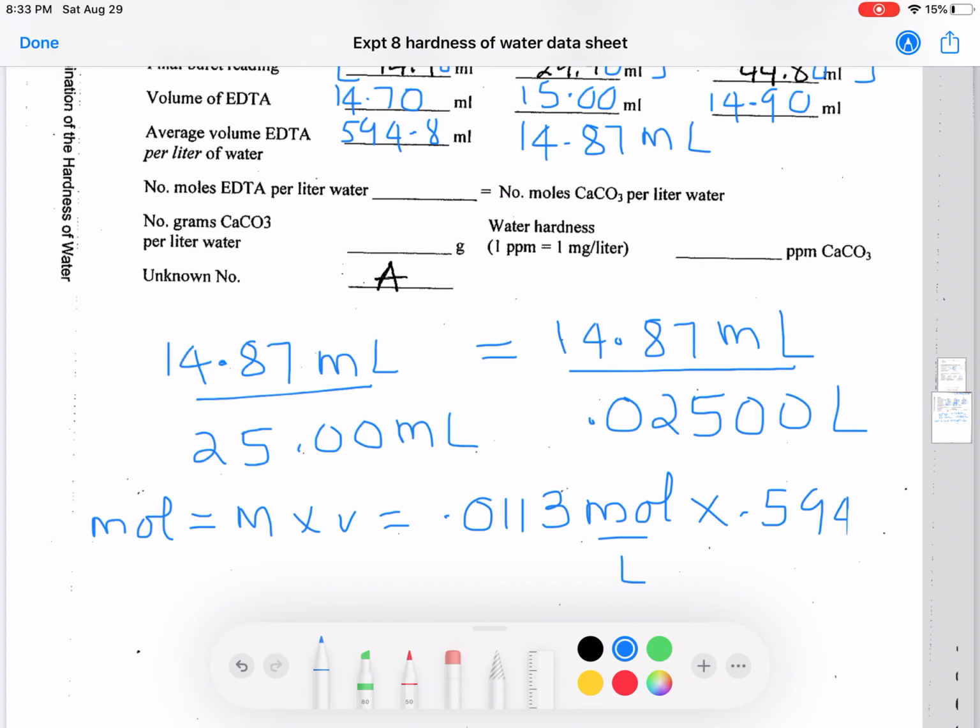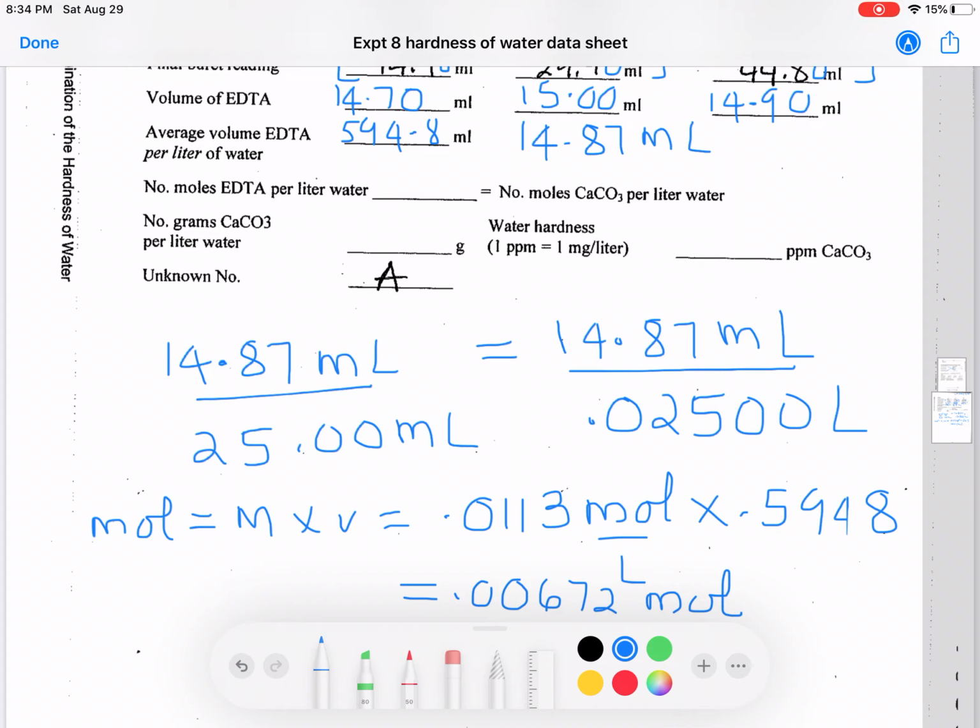See, I told you I tend to make mistakes too, so you have to pay attention. All right. Times 0.0113. Okay, cool. Close enough. 0.00672. There are three significant figures in your EDTA concentration, so that's going to be 0.00672 moles EDTA. That's the number of moles of EDTA per liter of water.